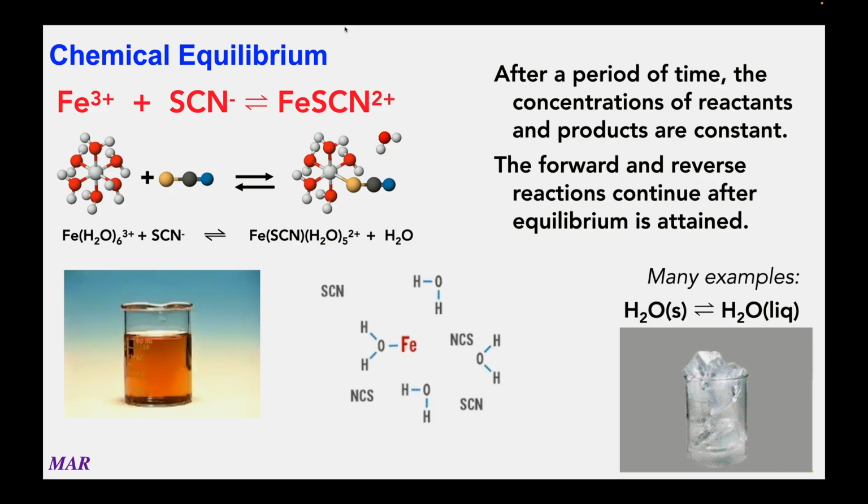There are lots of examples of these kinds of equilibriums, like ice melting to liquid water and liquid water refreezing to ice. That's a great example of one of these equilibriums, and you can see them going back and forth and back and forth. So we're going to talk a lot more about this equilibrium and how we can use it to understand the chemical systems that we observe.